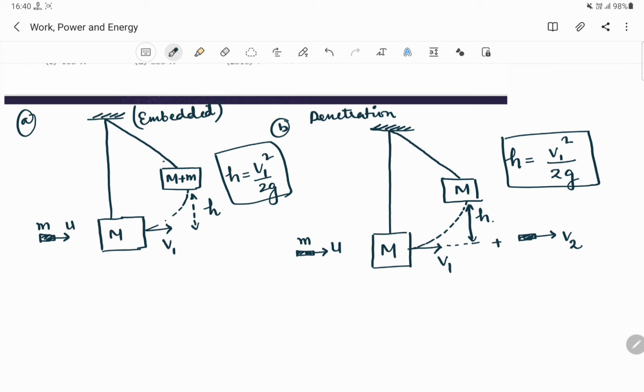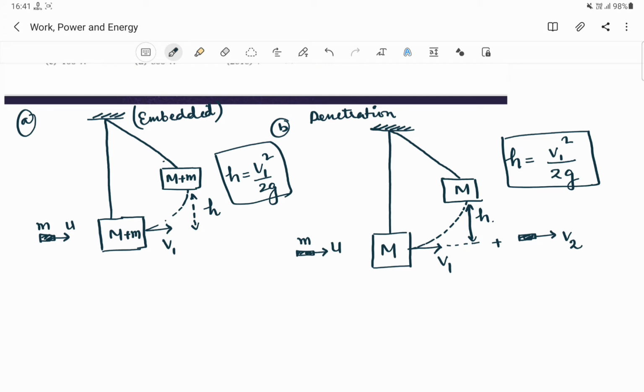And for finding this height, it is very simple. We can easily find the height just by knowing the combined velocity of this wooden block along with the bullet. Initially it was only the hanging mass capital M, but after striking with the bullet, the total mass will be M plus m, and both the bullet and the wooden block will move together as one single object and rise up to a height h, and this rise in height h is due to the momentum of the bullet. And what about case number 2?